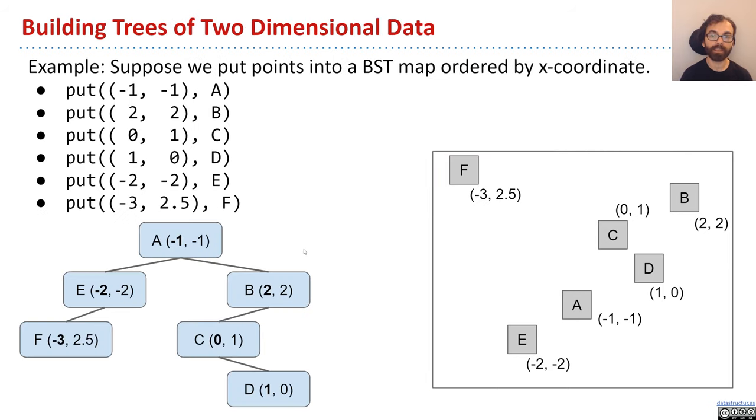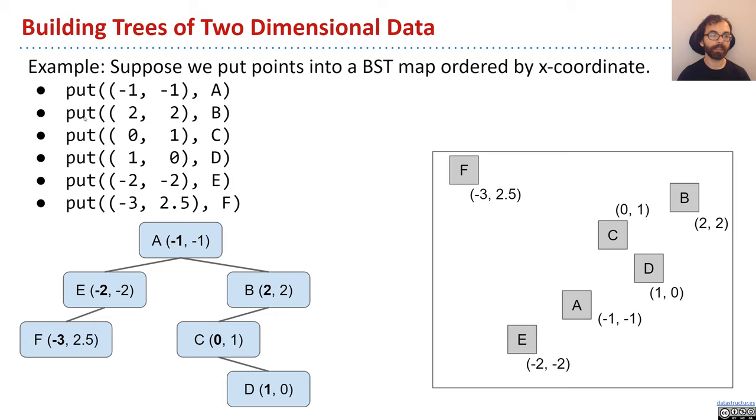So first, let's look at what the x-coordinate binary search tree looks like. Now, you might consider pausing the video and making sure you can just build this tree no problem, but I'll talk through at least the first couple of steps and then you can think about the rest. So if we start by inserting point A, which has coordinates -1, -1, it's going to be the root. Now, quick note, I'm using the word put here because I'm imagining now that I have a map between the coordinate and the letter. Remember that maps and sets are almost the same thing. Okay, so it's just saying associate the letter A with this point in space.